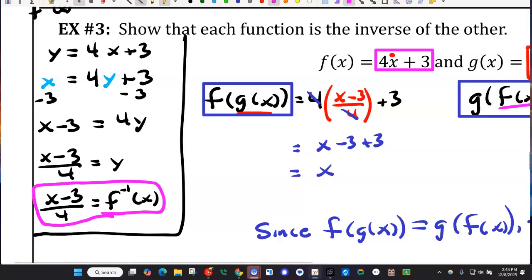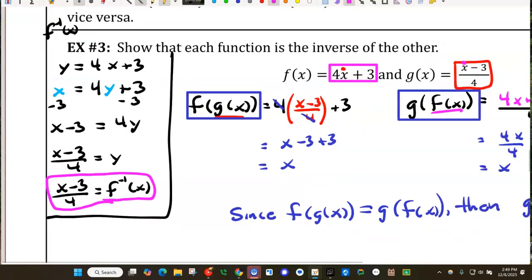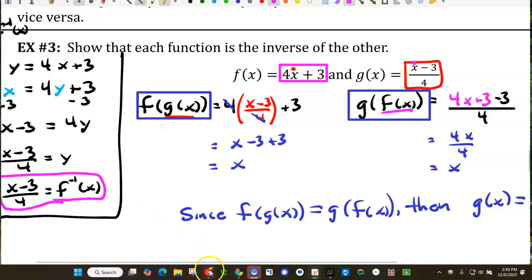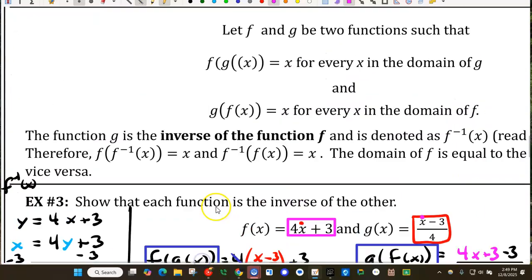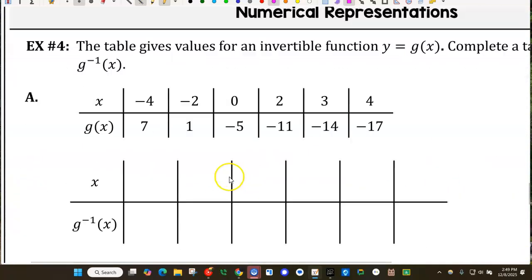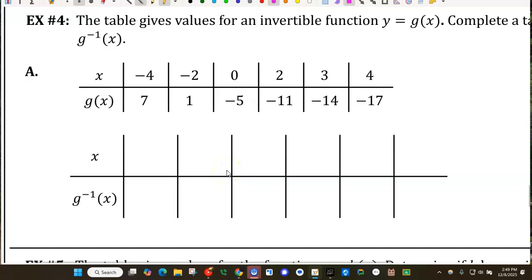All right, so let's go on to just charts and tables, and then we'll be done. So we're just doing the same problem over and over, just with different representations. We did it with graphing. Here's with equations. Let's do it with tables. Which this is probably the easiest of all.